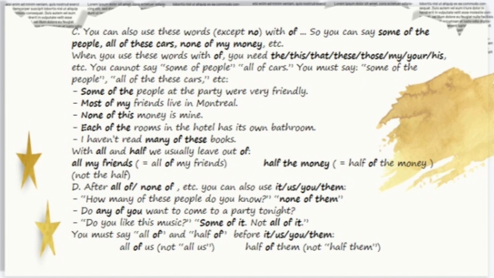And you must say all of and half of before it or us, you, and them. For example, all of us, it means not all us. Half of them, it means not half them.